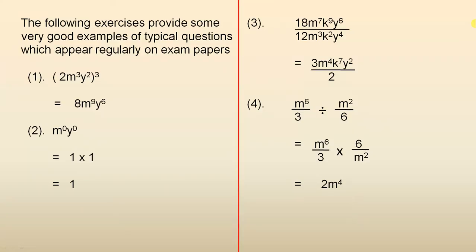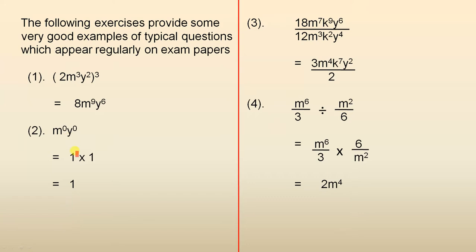The following exercises provide some very good examples of typical questions which appear regularly on exam papers and which will appear on your mathematics syllabus. First question, 2m cubed y squared, all cubed. So basically you multiply that term together by itself 3 times and that gives you 8 because 2 cubed is 8. M cubed all cubed is m to the power of 9 and y squared all cubed is y to the power of 6. M to the 0 times y to the 0, assuming m and y are not equal to 0.